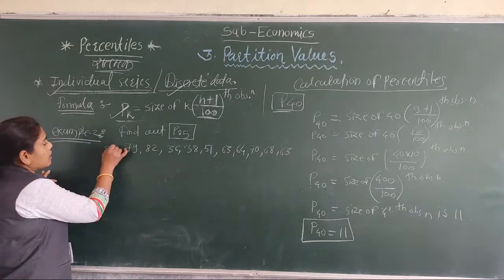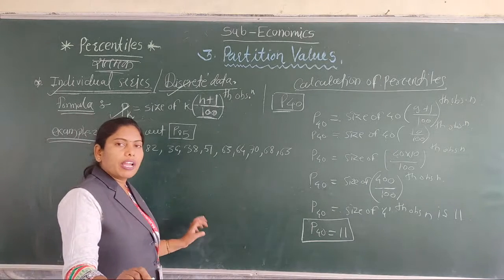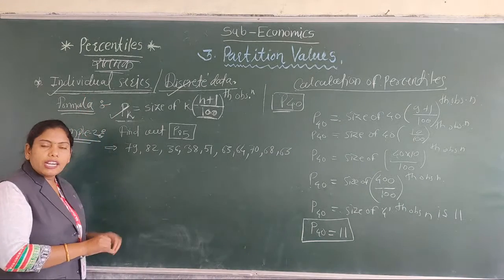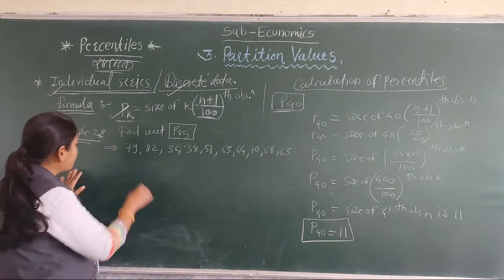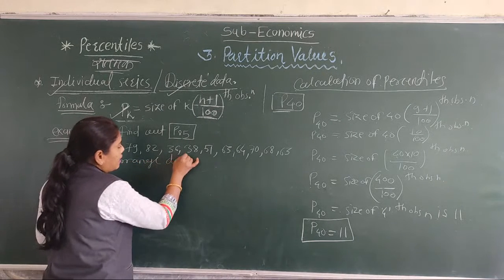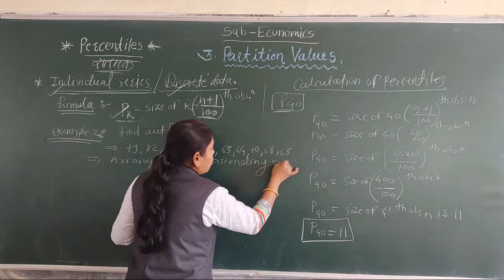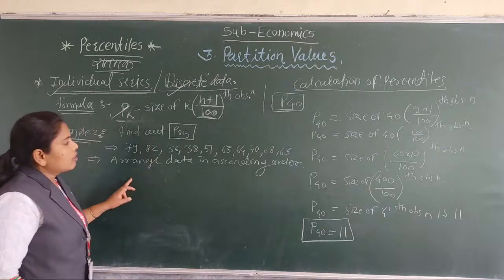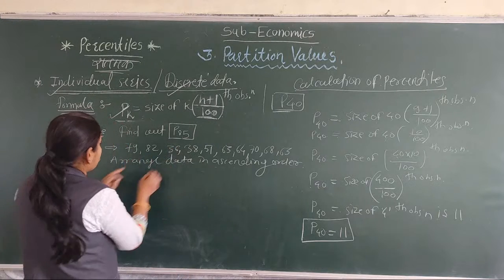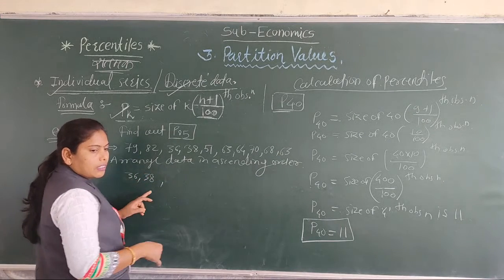Here this is the raw data. The first step of the solution to calculate the percentile using individual series is to arrange this data in ascending order. First of all, the smallest number in this series is 36, then 38.